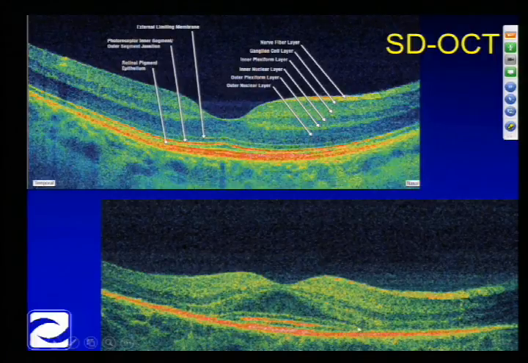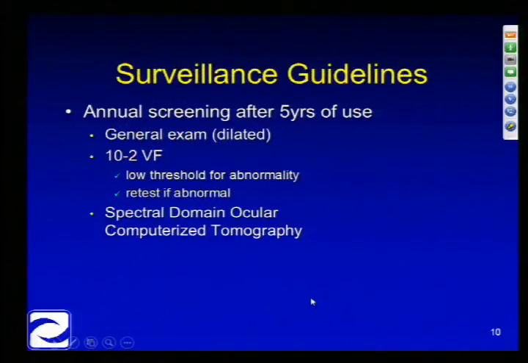The bottom is a patient that has early hydroxychloroquine toxicity. We can see that they still have a foveal depression here, but they've lost this outer junctional layer, and they've had some deterioration of the rod and cone layer here. So this helps us pick up early toxicity. The surveillance guidelines are annual screening, especially after 5 years of use, where we do a general exam, including dilating the pupil, again checking their central 10-degree visual field, and now we do this spectral domain OCT to assess.